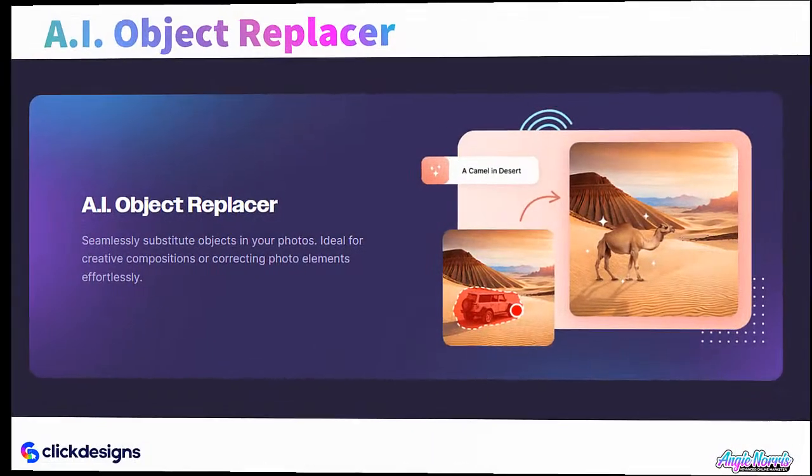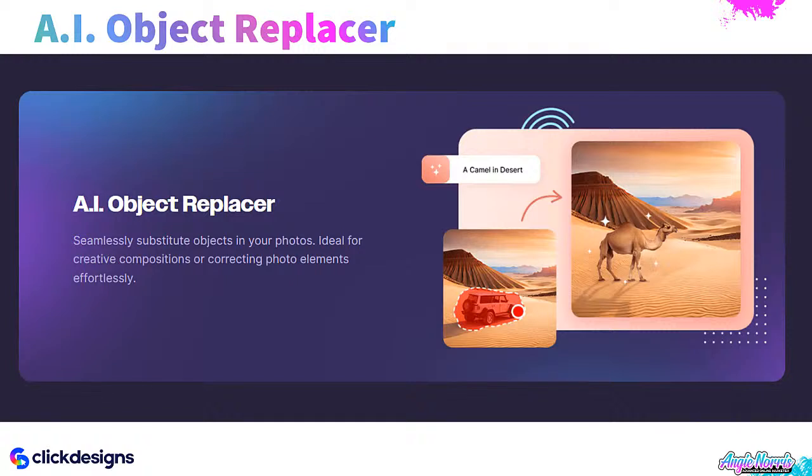And then AI object replacer. This is where you can take an object and replace it with another object. I mean, how cool is that, right? You can take, maybe it's a cup of coffee and you want the cup of coffee to become a glass of wine, which is what I would want because I love my wine and I love my coffee. And you can do that here inside of ClickDesigns.